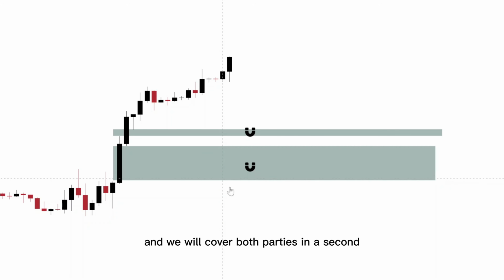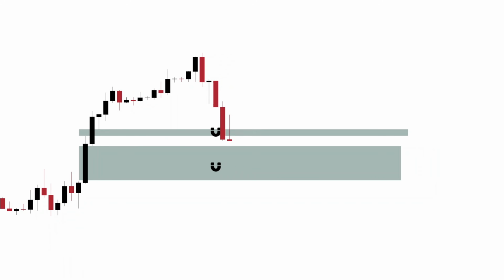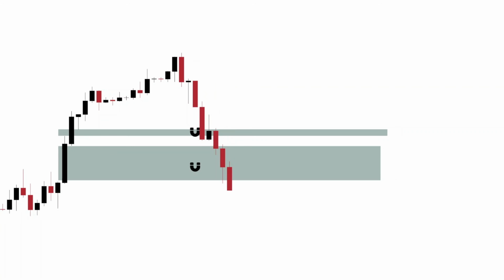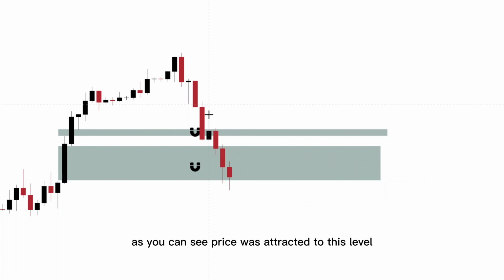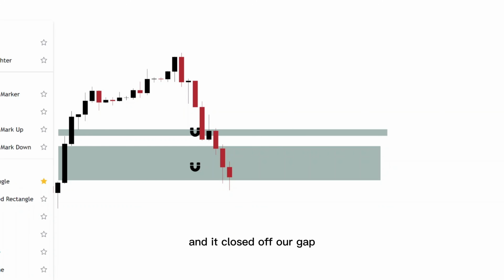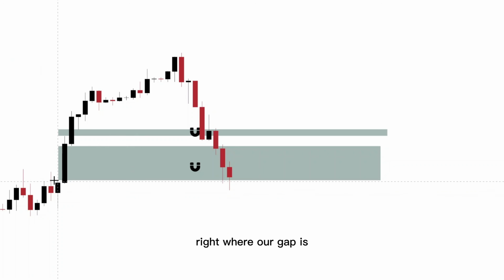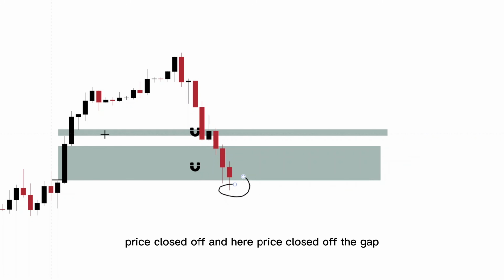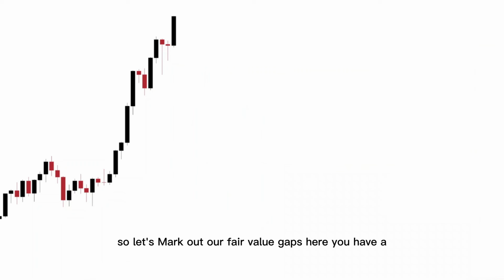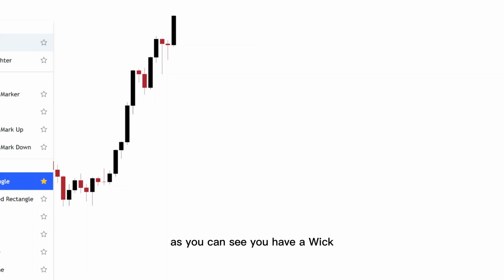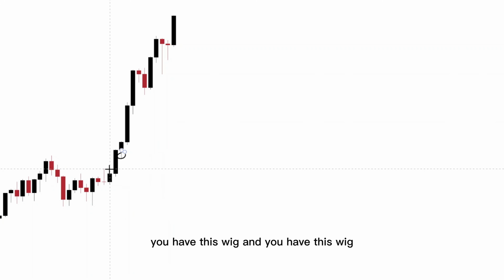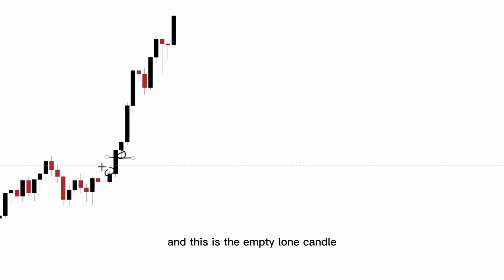We will cover both in a second. Let's just cover the basics. As you can see, price was attracted to this level and it closed off our gap. Right where our gap is, price closed off, and here price closed off the gap. So let's mark out our fair value gaps. Here you have a wick, this wick, and this wick, and this is the empty lone candle. So this would be your fair value gap.